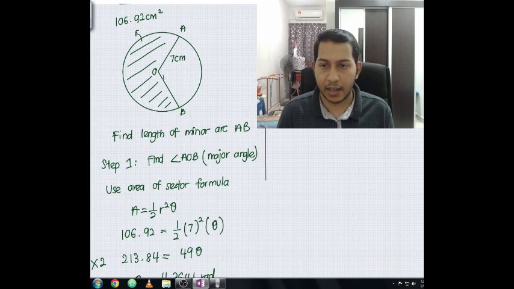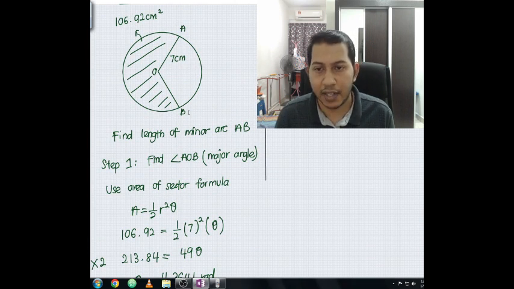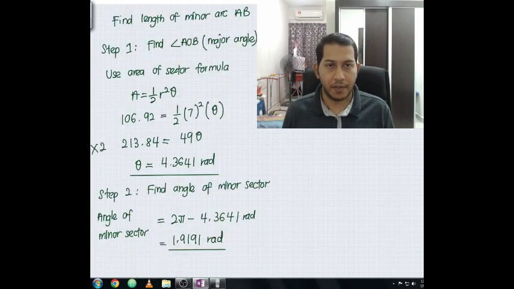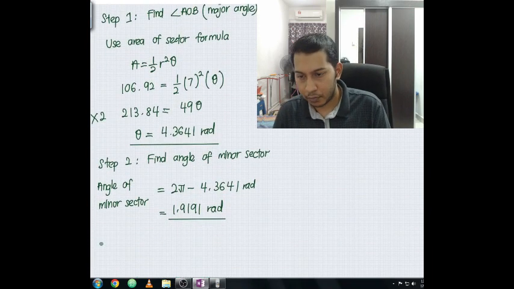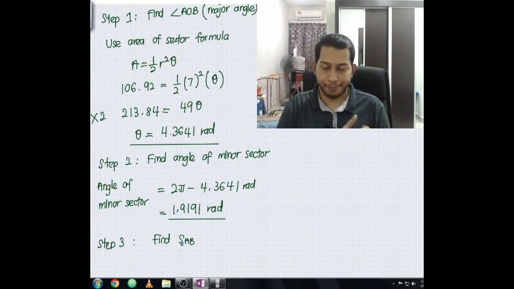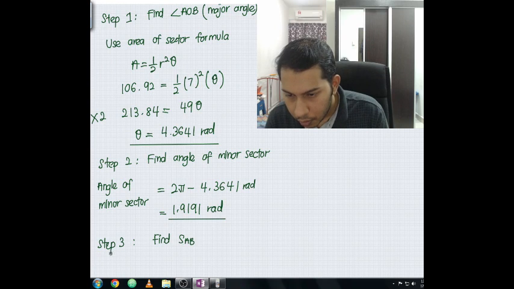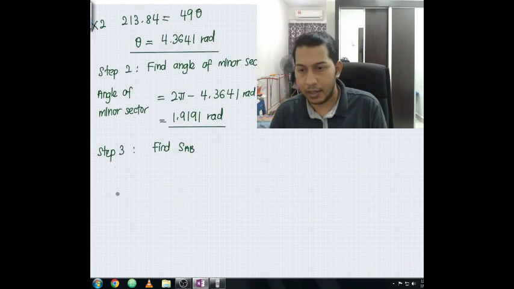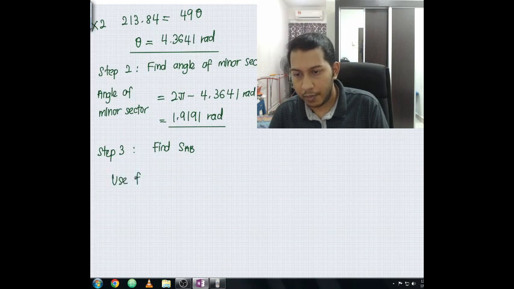Okay, you have the angle, you have the radius. Can you find the minor arc AB? Yes, you can. So we have come to the final step. Step 3, find SAB, length of the arc AB. So from here, we're going to apply the formula S equals to R theta. Okay, so use the formula S equals to R theta.